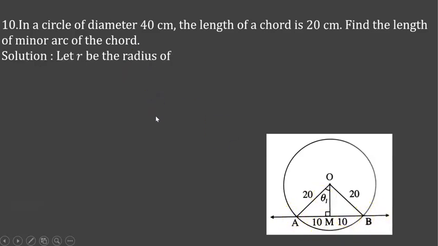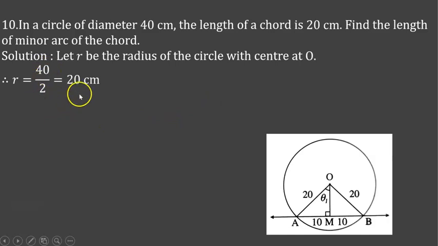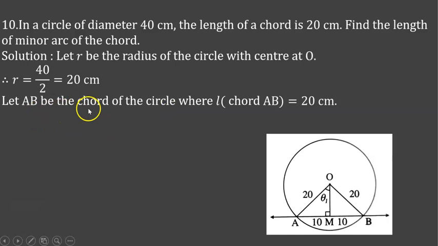Now see this here. Let R be the radius of the circle with center at O. R is equal to 40 upon 2, that is 20 centimeters. Let AB be the chord of the circle where the length of the chord is equal to 20 centimeters.